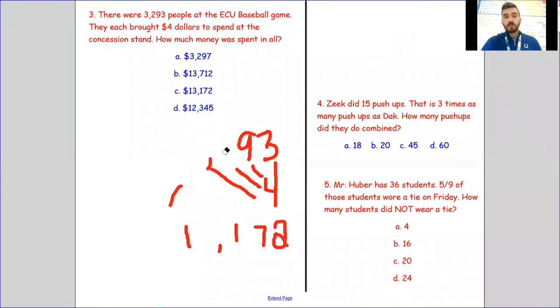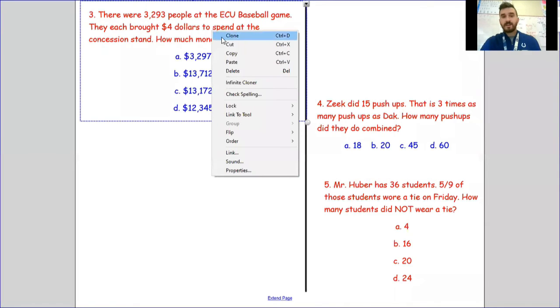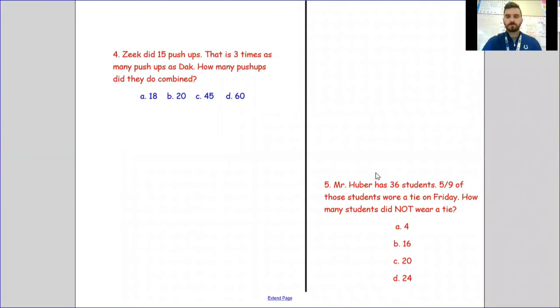Now, technically, when you see in all, you could have done addition to solve this question. You could have done 3,293 plus 3,293 plus 3,293 plus 3,293. I think the multiplication's a little bit easier. Again, if you didn't know how to do it yesterday, that live Zoom might have helped you. But if you weren't able to make it and you're just seeing this for the first time, that'll help you to hopefully get that question correct tomorrow.